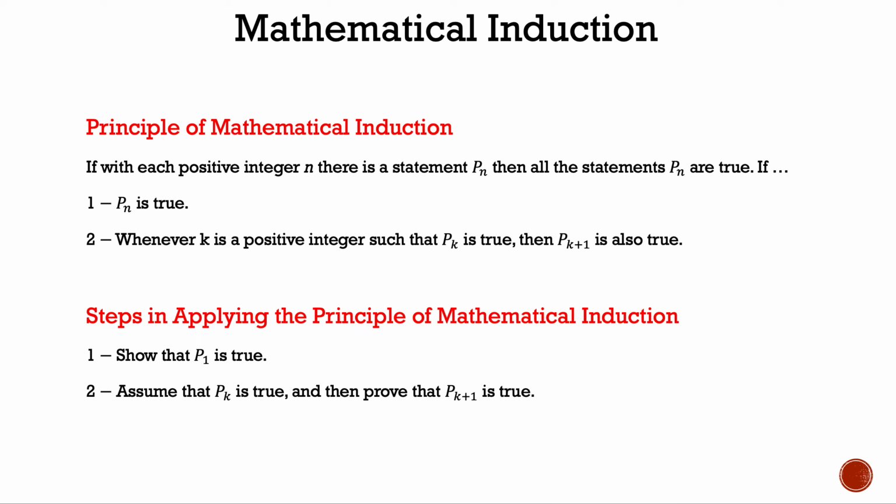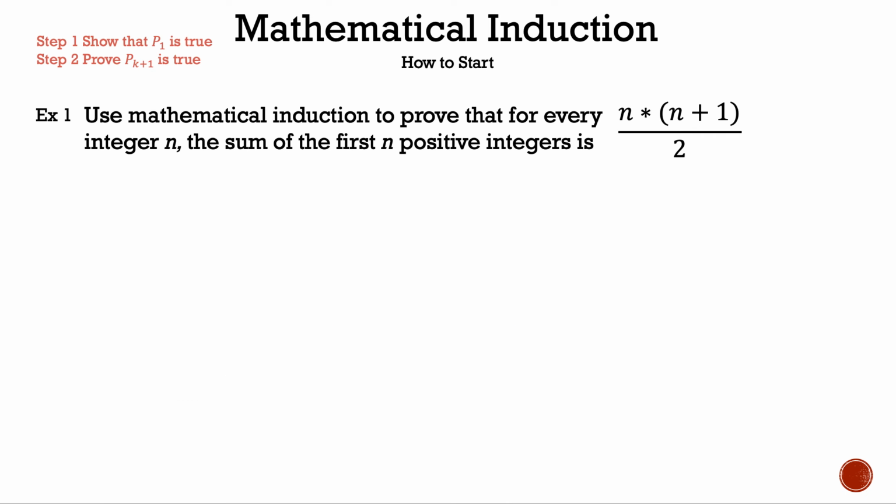Now, let's show the steps in applying the principle of mathematical induction. We have two steps. The first step is show that P sub 1 is true, and the second step is assume that P sub k is true, and then prove that P sub k plus 1 is true. Now, let's take a look at the example that we're going to be talking about in today's video. Since we only have one, let's go ahead and read the steps. Step 1, show that P sub 1 is true. Step 2, prove P sub k plus 1 is true.